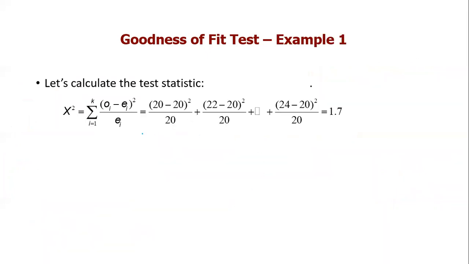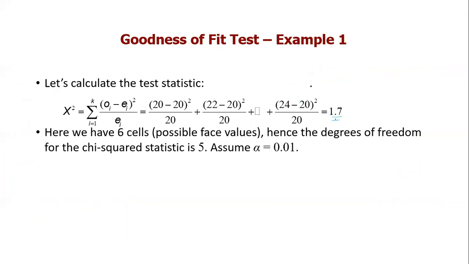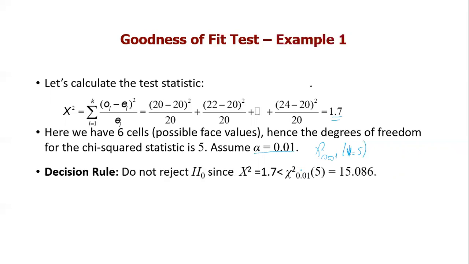If you write the chi-square random variable, it turns out that the chi-square value is 1.7. If you check the critical value of chi-square, which leaves an area of 0.01 at v equal to 5 degrees of freedom, this value is 15.086. If you plot this, it's something like this. This is my chi-square random variable, this is 15.086, and this area here is equal to 0.01.